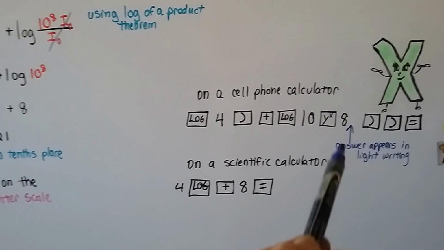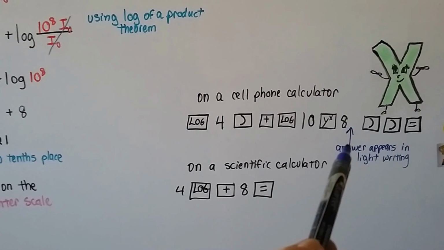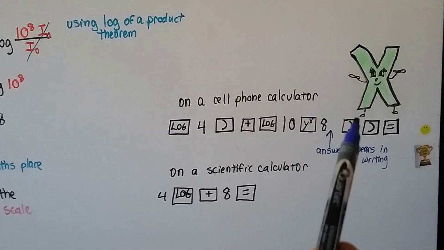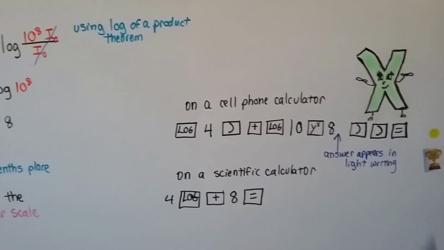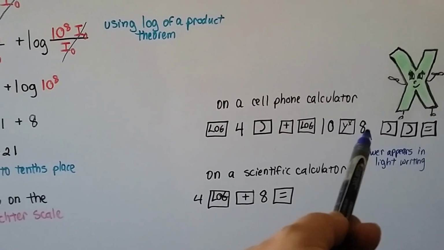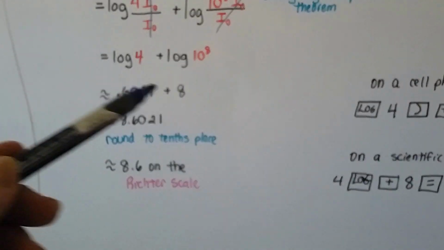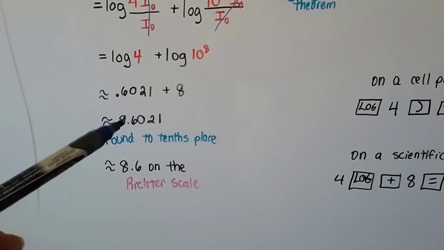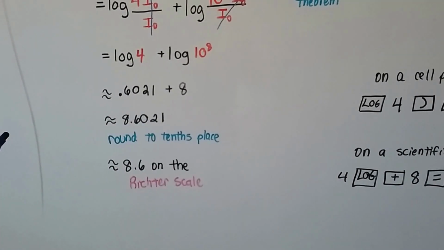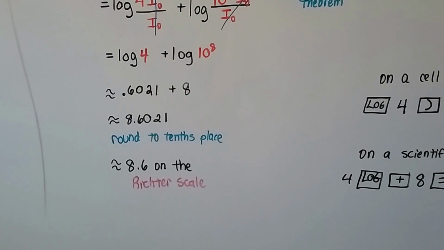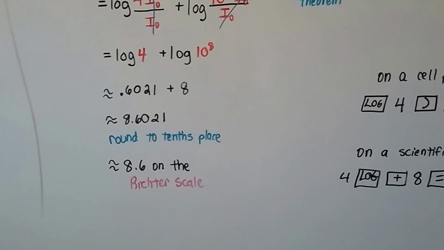Your answer is going to appear in little light writing on the window of the phone calculator screen. If you want it to be in dark writing, you'd have to close parentheses and hit equal. But your answer will actually turn up right here, okay? So we can add these and get 8.6021. We round this to the nearest tenths place, and it's about 8.6 on the Richter scale. All right?